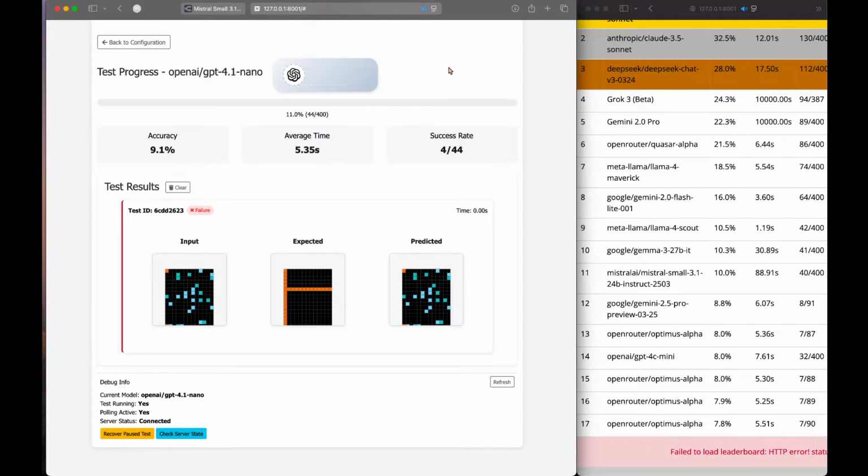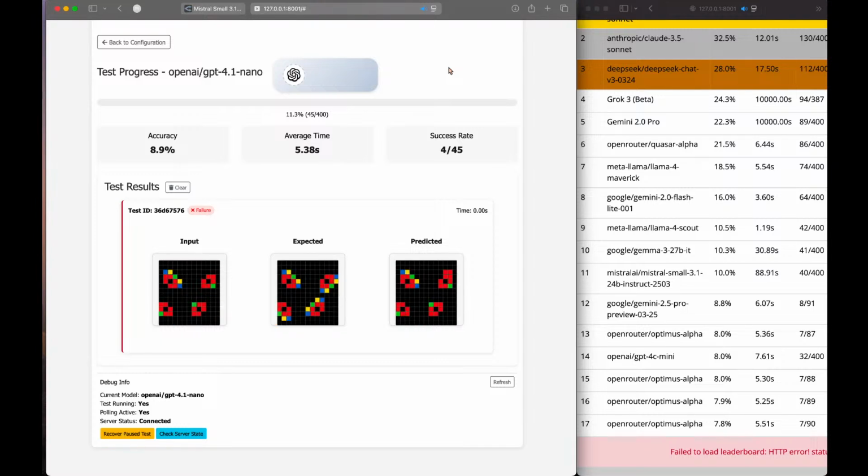Do you guys think OpenAI will release the O3 model this week? What are the chances?